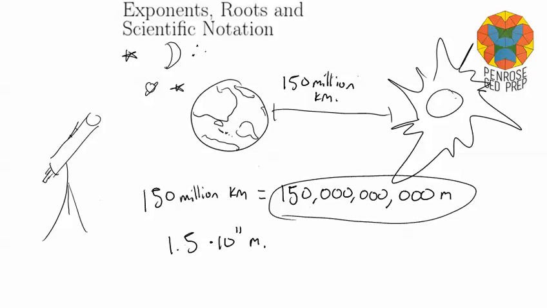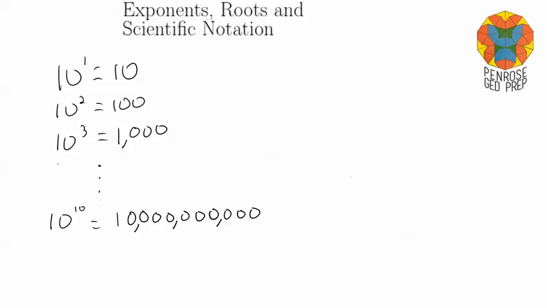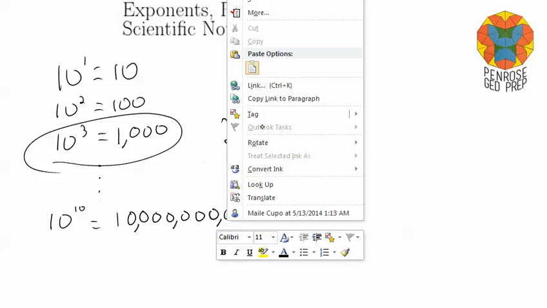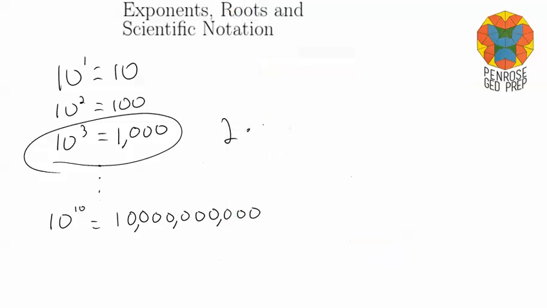Where did the number 1.5 times 10 to the 11th come from? Well, notice that 10 to any power is just a 1 followed by that many zeros. For example, 10 to the third is a 1 followed by 3 zeros, or 1,000. If we took 2 times 10 to the third, we get 2,000. Or 2.5 times 10 to the third is 2,500.